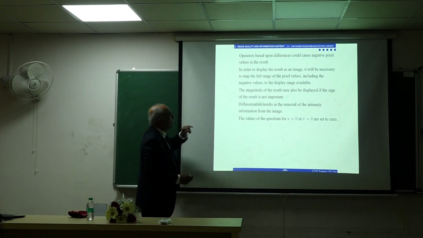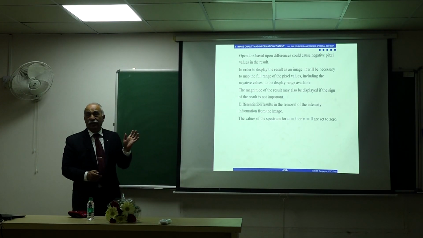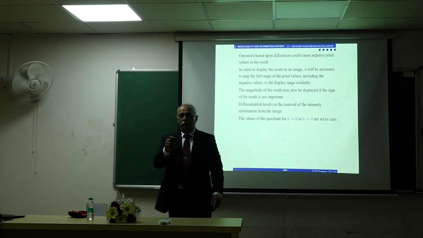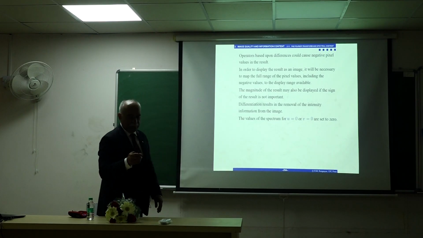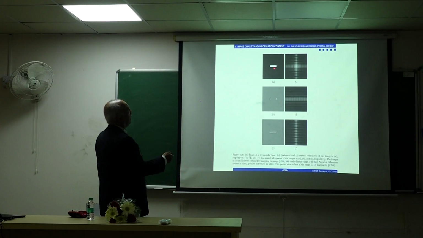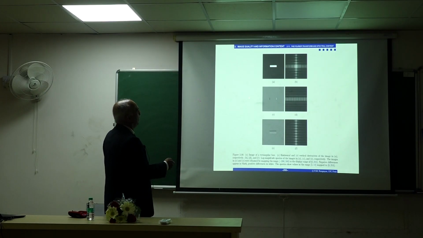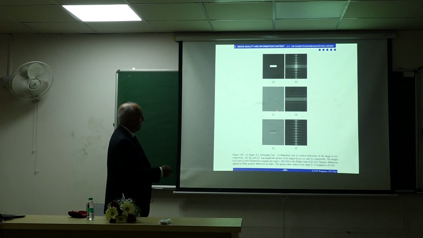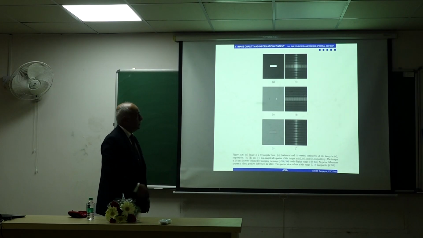Differentiation results in the removal of the intensity information. The brightness is lost. The values of the spectrum for u equal to 0 or v equal to 0 will be 0 in the result. Like this. The rectangle, that's what we had. Differentiation this way, you have that, negative and positive there. And this is the Fourier transform. And differentiation that way, you get this, and this is the Fourier transform.